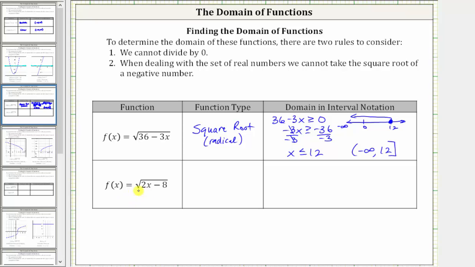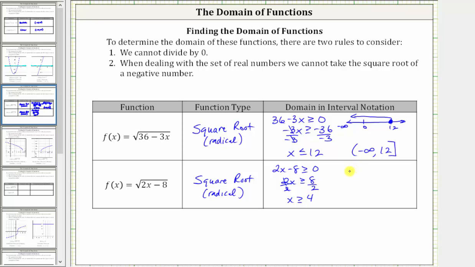Next we have f of x equals the square root of the quantity 2x minus 8. Again, this is a radical function, or more specifically, a square root function. The radicand must be non-negative, and therefore to find the domain, we must set 2x minus 8 greater than or equal to 0. We add 8 to both sides, giving us 2x greater than or equal to 8. Divide both sides by 2. Simplifying, we have x is greater than or equal to positive 4.